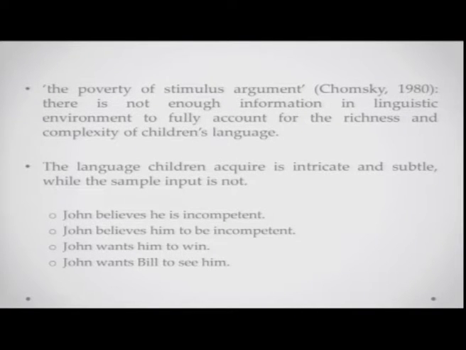One of the other arguments that Chomsky makes is referred to as the poverty of stimulus argument, and this argument was basically that there is simply not enough information in the linguistic environment to fully account for the richness and the complexity of children's language. The kind of language that children are capable of spontaneously producing by 3, 4, 5 years of age, they are producing a lot of language that they have not even heard. They are creating it themselves, and they have not really been encouraged or discouraged to do that in any way.